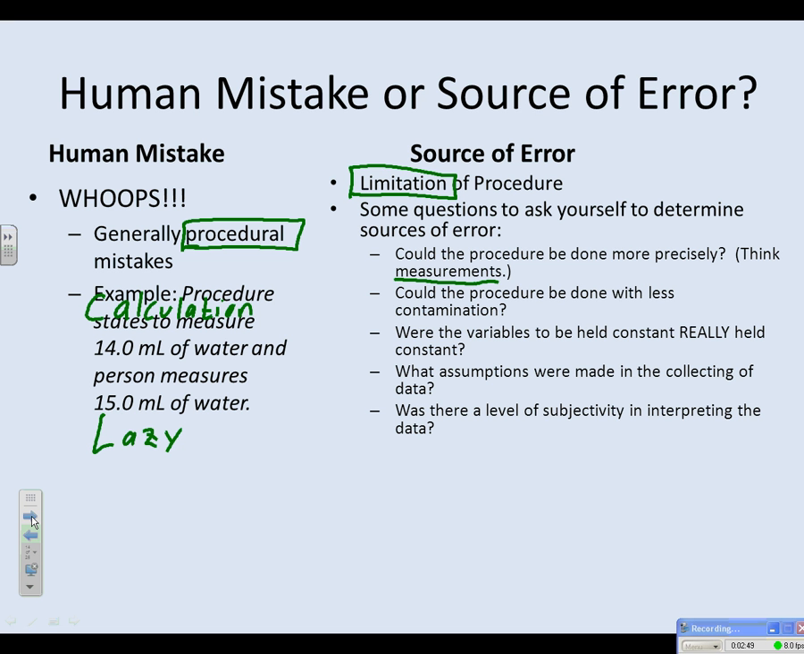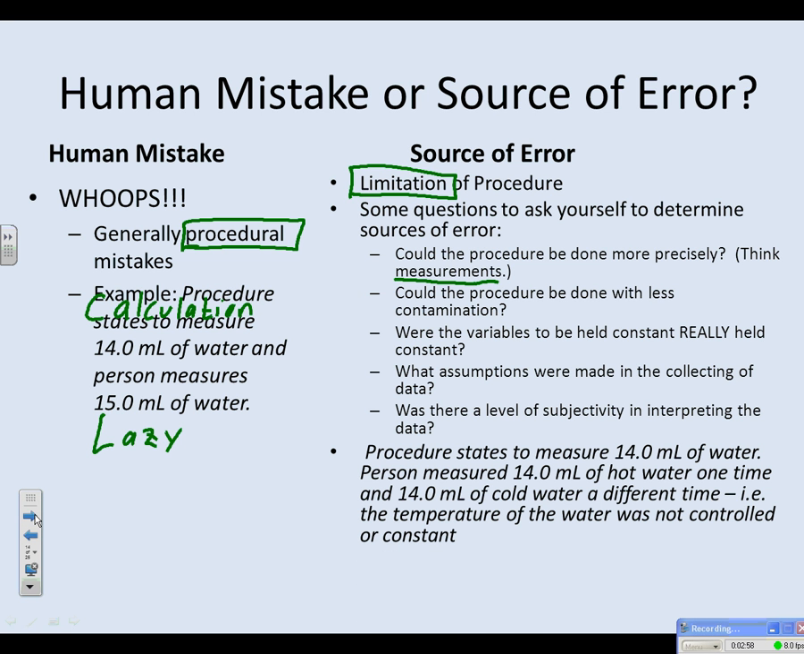So now you've got 7 examples. So go ahead and pause it. Go through these examples and see if you can figure out the example. Procedure states to measure 14 milliliters of water. They measured 14 milliliters of hot water one time and cold water another time. Remember, hot things generally take up more space, the molecules moving faster. We'll get into that second semester, but that was a limitation, or a source of error. You can't control what comes out of the faucet, at least in our labs. Sometimes you can, but it's a good source of error right there.